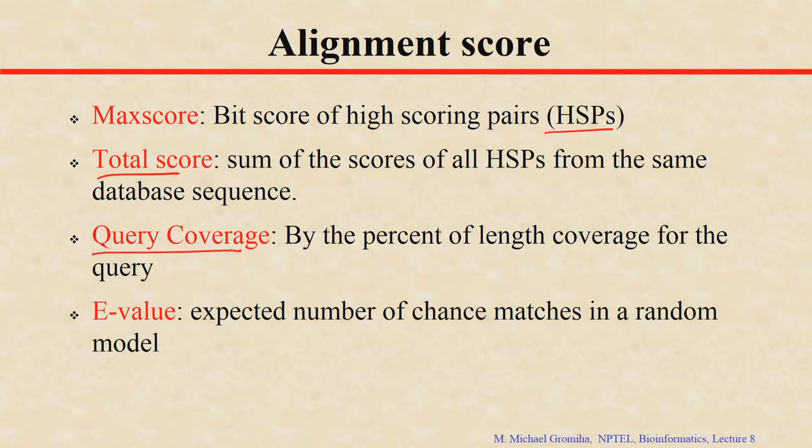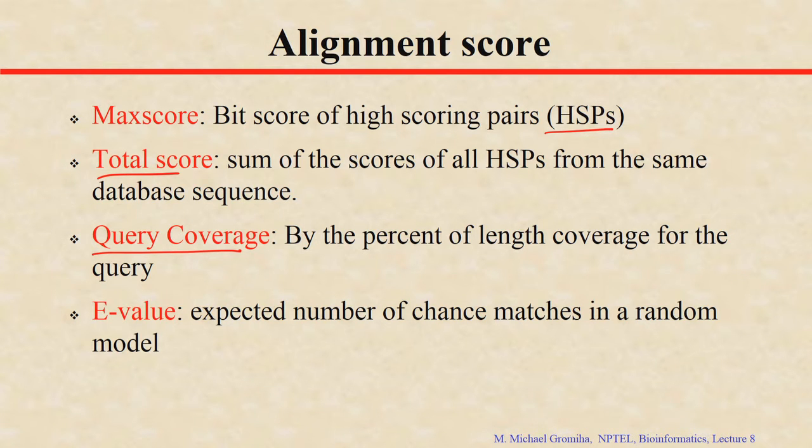Then the query coverage, as we discussed, the percentage of length coverage for the query. If you have 100 residues and the alignment you obtain is only for 60 residues, then 40% you do not cover. In this case the coverage is only 60%. Then E value, what is E value? This is the expected number of chances you can get randomly with the same alignment.